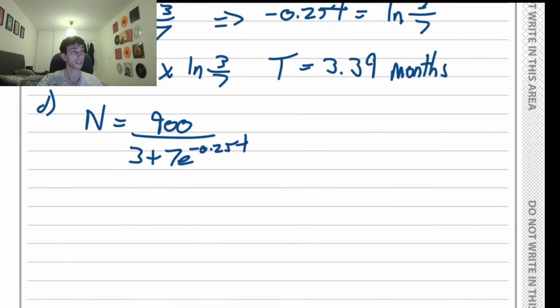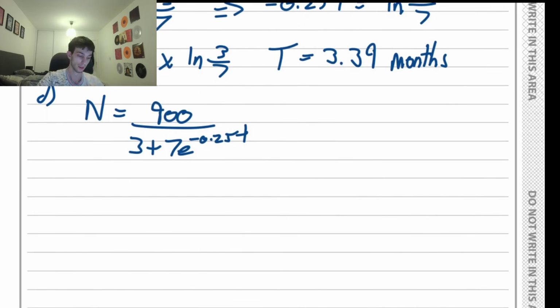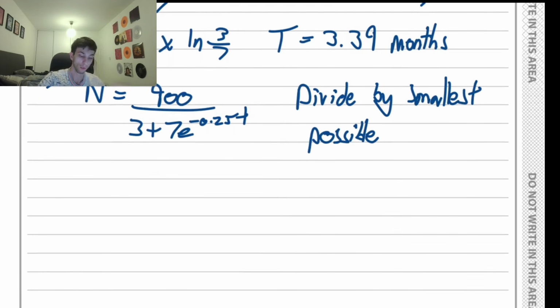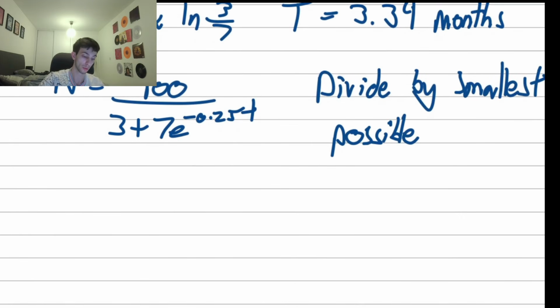Okay, so we're trying to find the maximum number of n. The thing we have to realize is we have 900 divided by our denominator. To get the maximum possible number, we're going to have to divide by the smallest possible number. So what do we want to do? We want to divide by the smallest possible number to get the maximum number of mice. So the smallest possible number will be 7e to the minus 0.25t.